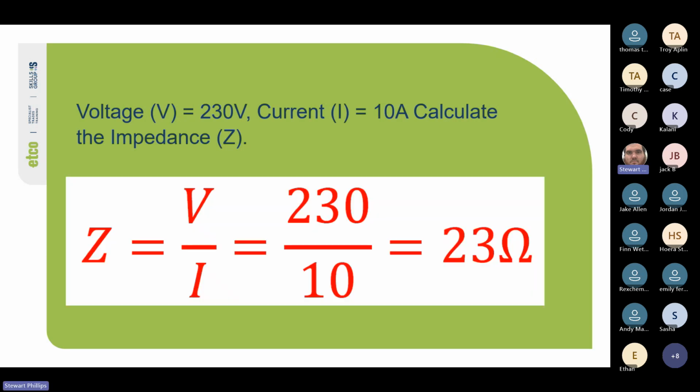Z equals V divided by I, which equals 230 divided by 10, which gives us 23 ohms. Always remember to put your units, guys. So don't just put 23. Always put what the unit is, whether it's volts or ohms, because if you just put 23 in some of the online material or the capstone, it may auto fail you if you don't put the correct unit or if it gives you a list of units.